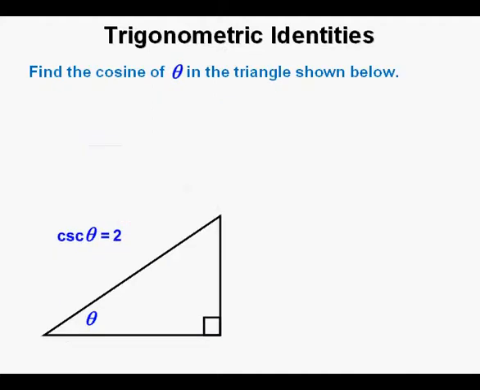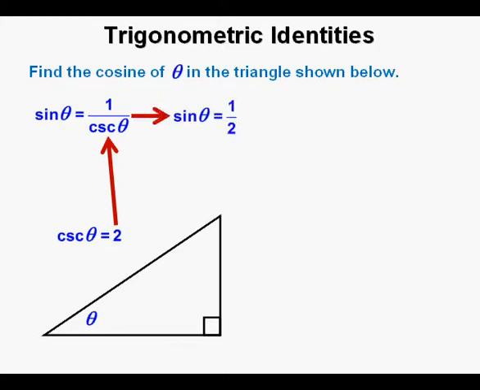Finally, let's use identities to find the cosine of the angle in this triangle. All we know is that the value of the cosecant of this angle in this triangle is 2. The first thing we'll do is get our reciprocal for the sine of theta, and that's sine theta equals 1 over cosecant theta. And using the identity sine theta equals 1 over cosecant theta, we can replace the cosecant theta with 2. So we get a sine theta of 1/2.